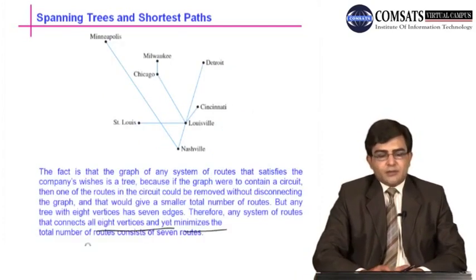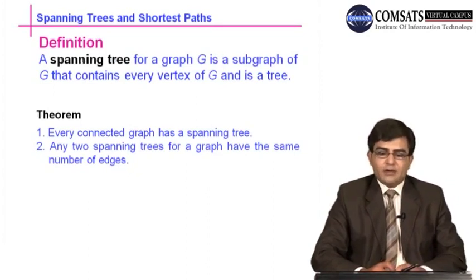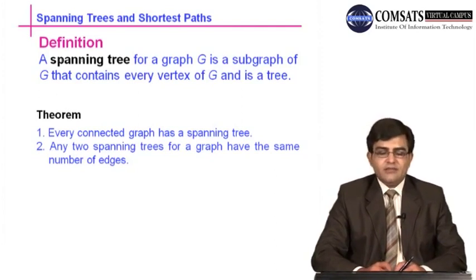Now, what is the proper definition of a spanning tree? A spanning tree for a graph G is a subgraph of G that contains every vertex of G and is a tree. So a spanning tree is basically a tree which is a subgraph of the given graph, and it is a tree that contains every vertex of G. Such a tree is called a spanning tree.